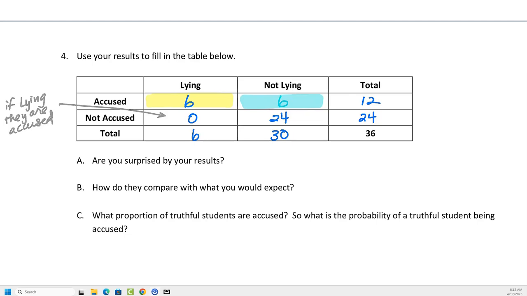Okay. Were you guys surprised by the results? No? Yeah, I wasn't either. I think that the data mimics what the probability really well. So I would just say no. Data mimics the probability.